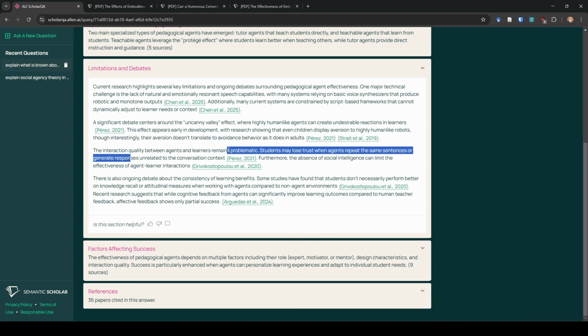Okay, this is getting at something that is very true, but I think this is very true of a lot of interactive systems, right? So if you have a mismatch between the way that the student asks a question and the way that the agent responds, if it's not contextually relevant, then students start to lose trust in it. I think that's something that we'd see regardless of whether there's a virtual character present on the screen. So last but not least, ongoing debate and consistency of learning benefits.